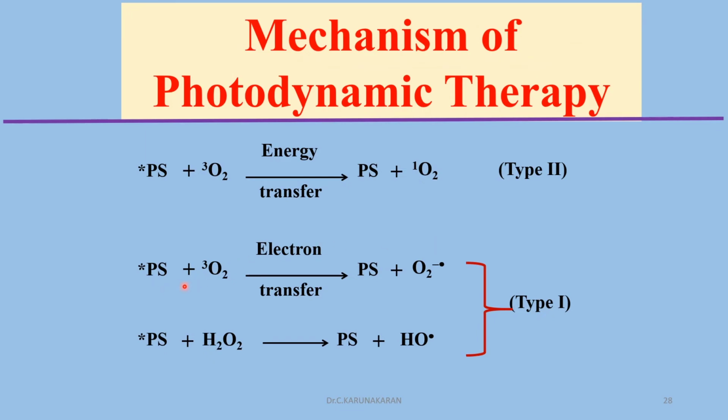or the excited photosensitizer can transfer an electron to triplet oxygen to form superoxide radical, or it can generate hydroxyl radical. There are two types of mechanism. Type 1 mechanism is the formation of free radicals, and the other is the formation of singlet oxygen. Using ESR spectroscopy, the mechanism of photodynamic therapy can be obtained. Similarly, free radical intermediates can be detected only by means of ESR spectroscopy.